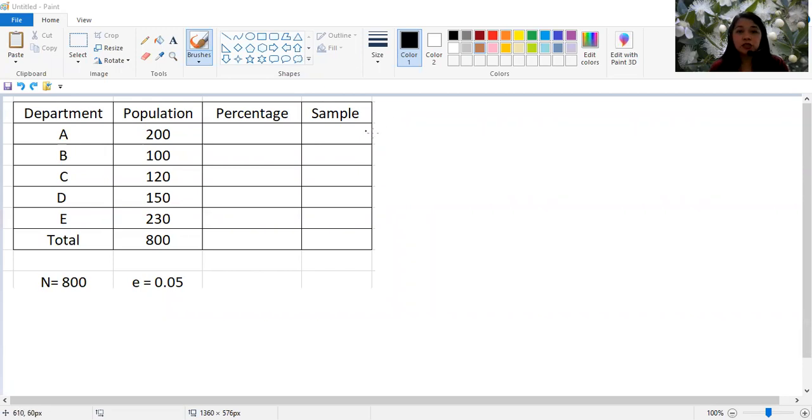So the first step is to compute for the sample size using Slovin's formula. Now, do you remember Slovin's formula? Now, the formula is given by n is equal to, so this is our sample size, the population size divided by 1 plus the population size multiplied by the margin of error squared. So it is given that our population is 800 and our margin of error is 5%.